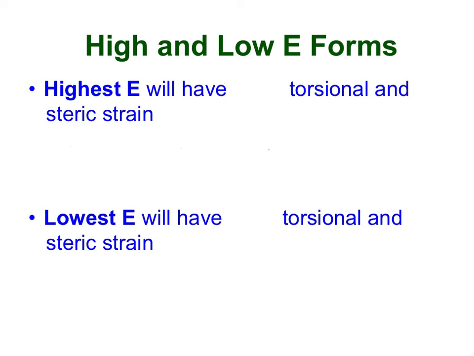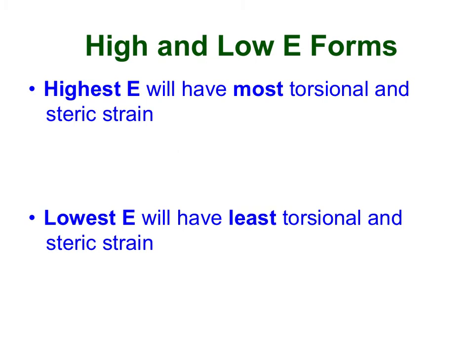Should it have higher or lower of those? Right, it should have the most torsional and steric strain because higher strain is higher energy. And remember, higher energy means it's less stable. So that's actually the bad form, the form that the molecule doesn't prefer. Okay, then the next one says the lowest energy. So if this one has the most, this one's going to have the least torsional and steric strain. And that's what we're looking for.